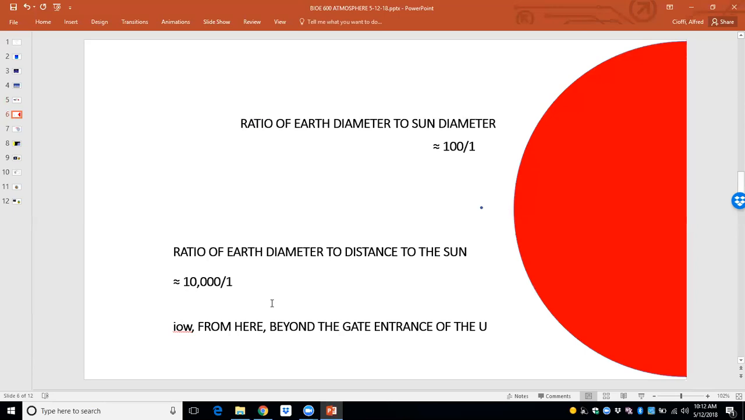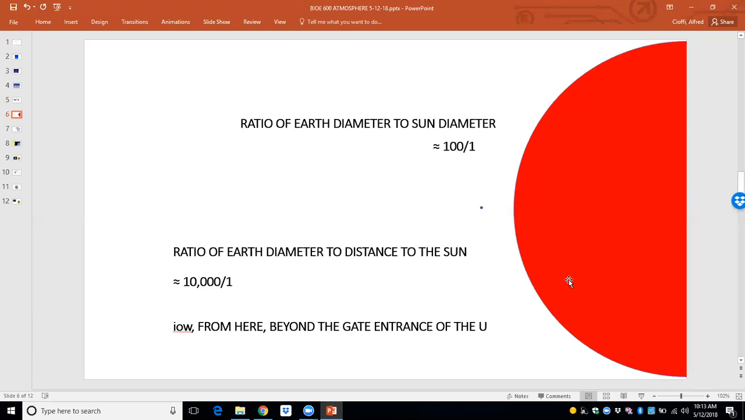But the idea is to get a proportion, to wrap our minds around this number. If the sun were right here on this screen projection, and the Earth were this size, where would this Earth be? Going that way, beyond the gate of the entrance of the university. That's where the Earth would be in proportion. Way out there. That's the outfield for sure.